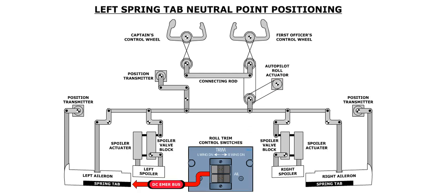Aileron trim is achieved by repositioning the neutral point of the left aileron spring tab. Aileron trim is electrically controlled by the aileron trim switches, located on the center pedestal. Roll trim requires electrical power from the DC emergency bus.